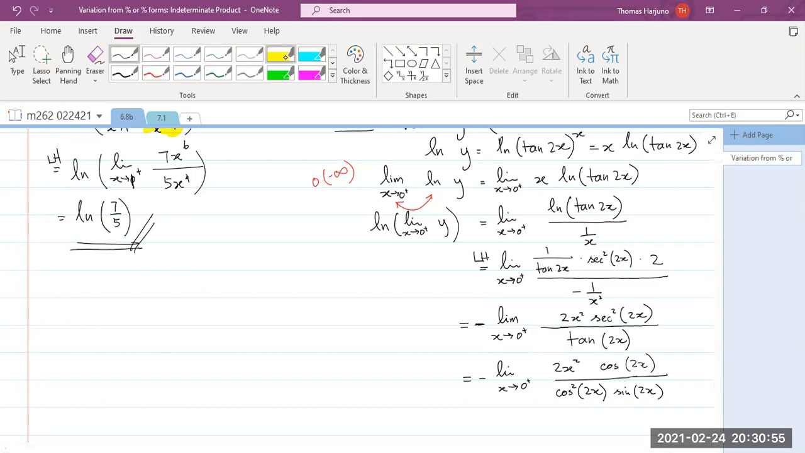So the secant squared becomes this. Okay, and then the tangent 2x now becomes this. My purpose is so that I can cancel one of the cosines, so you're just breaking up those two.